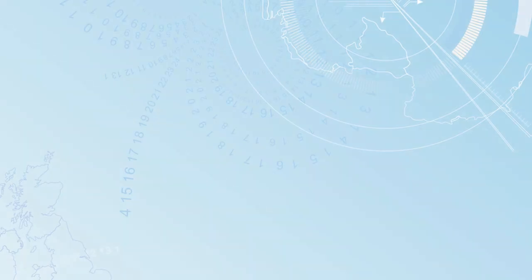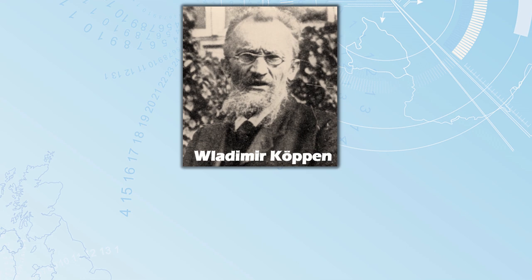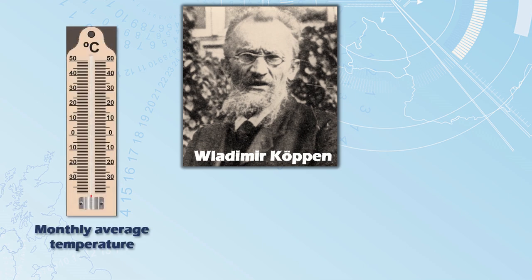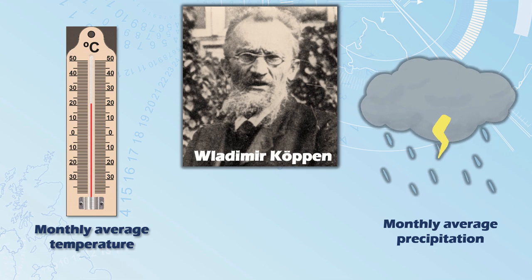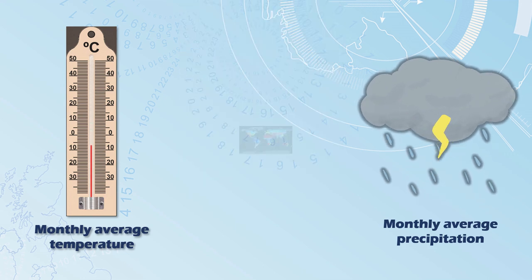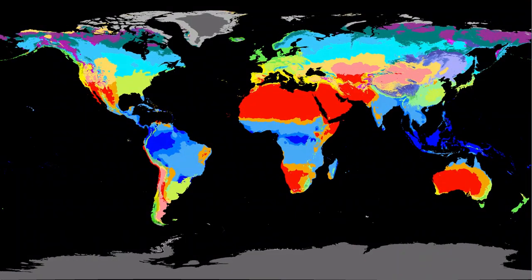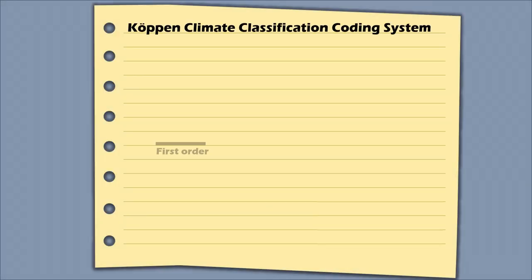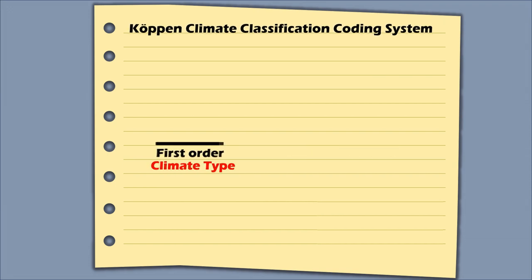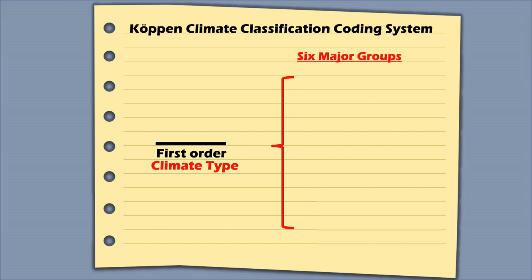To make his system scientific and consistent, Köppen used empirical data, that is, monthly average temperature and monthly average precipitation. These two variables, while basic, capture much of the seasonal rhythm of a place's climate. The classification uses a three-order letter system where the first letter denotes climate type, which classifies the world's climates into 6 major groups, all labeled with capital letters A, B, C, D, E, and later added H.